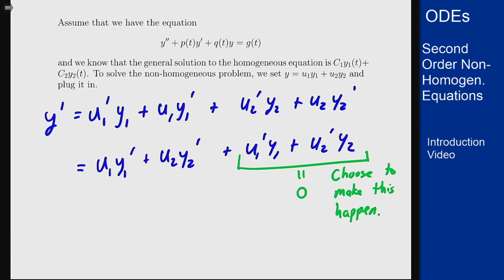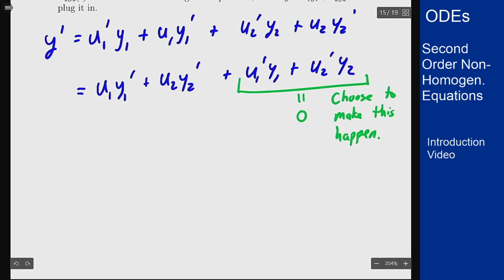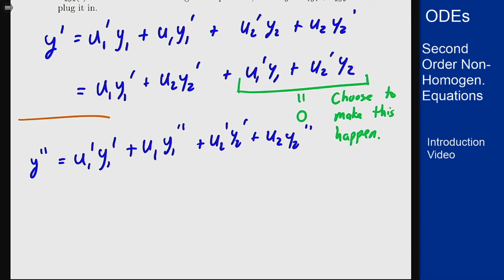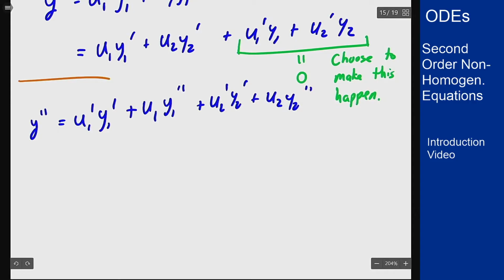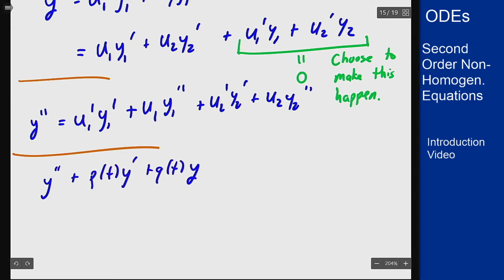In general, you don't have to do this, but for this method, we're always going to make that assumption. That means now we can take the second derivative, and we're going to have a lot fewer terms because we've gotten rid of that equation over there. For the second derivative, we're going to get y double prime, and we're only going to have 4 terms because these are the only 2 that survive in the first derivative. Now we're going to plug everything in and try to make this solve the non-homogeneous problem: y double prime plus p of t times y prime plus q of t times y, which I will set equal to g of t.